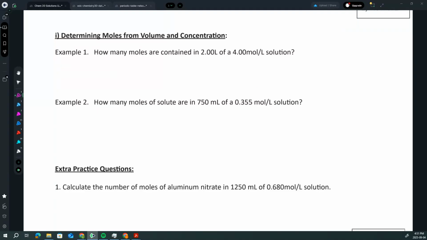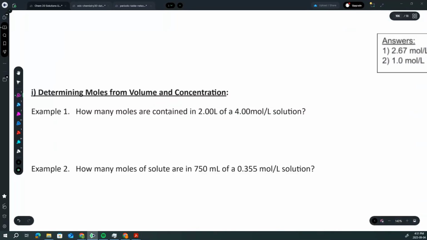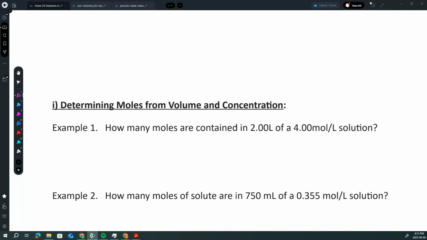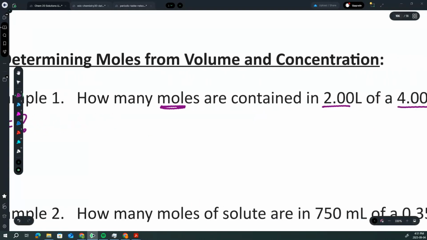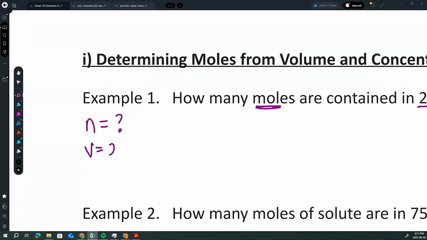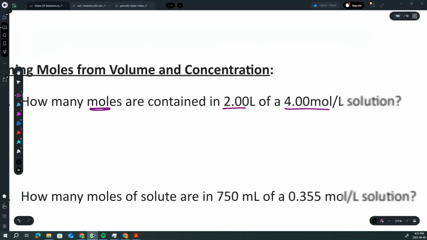All right, so moving on to determining moles from volume and concentration. I'm going to first look at our question, and then I'm going to show you how you can rearrange our given equation. The question asks us how many moles are contained in 2 liters of a 4 mole per liter solution. So let's write out our list of givens. Moles, we have no clue. We've got 2 liters for our volume, and for concentration, that was 4.